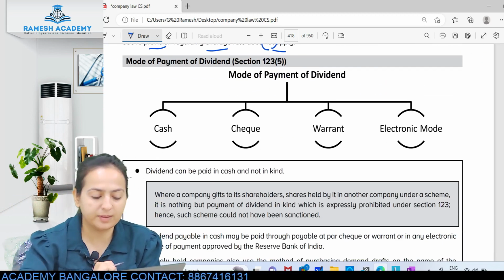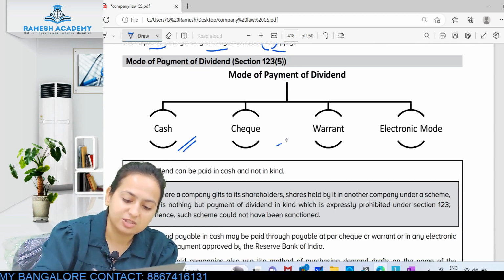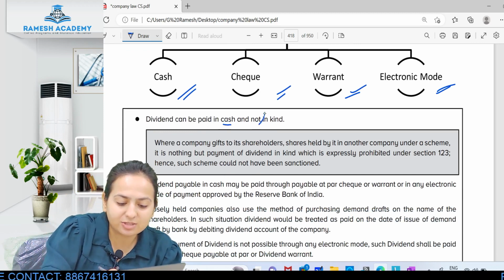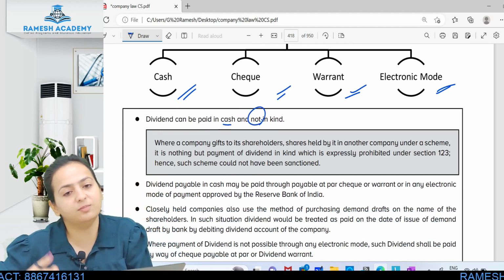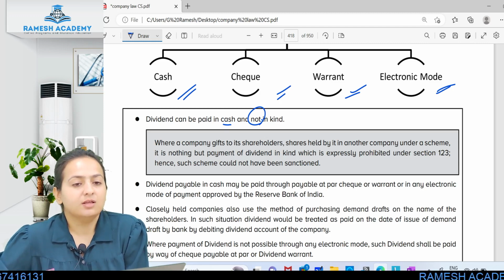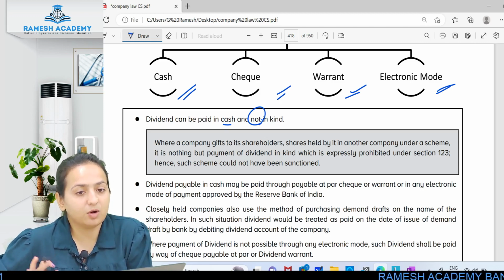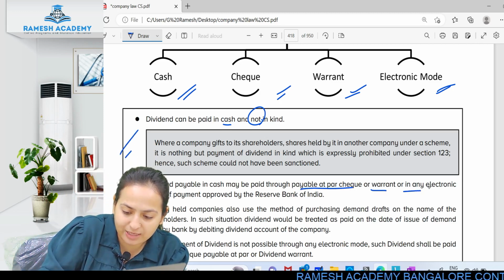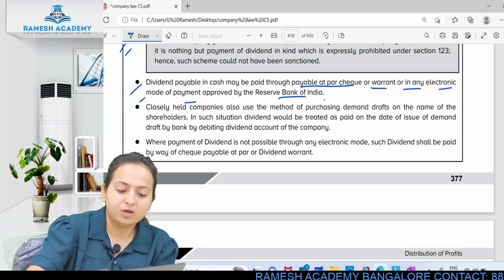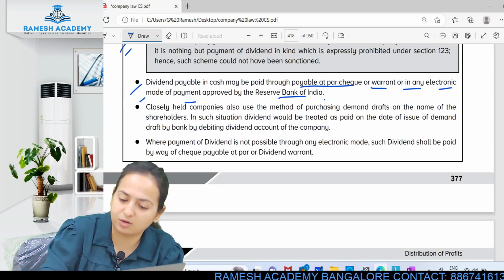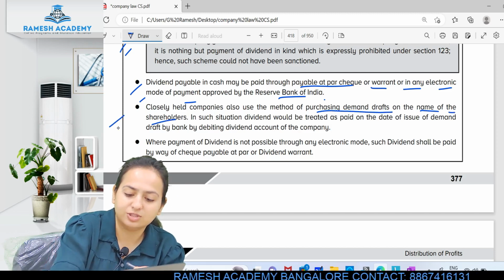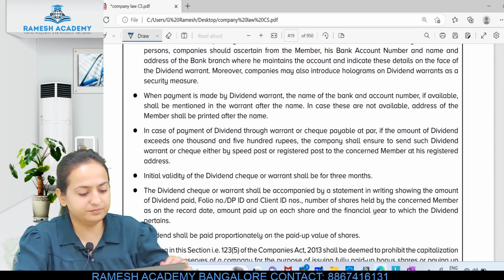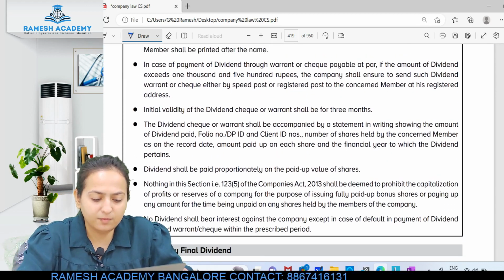Then is the mode of the payment. It can be either by cash, cheque, warrant or electronic mode. So, dividend can be paid in cash and not in kind. You cannot pay in kind, like gifting the shareholder; gifting is not the policy. You will not pay in kind, you will only pay in cash. Dividend payable in cash can be by cheque or by electronic mode. Closely held companies also use the method of purchasing demand drafts in the name of the shareholder. Electronic mode is also allowed in case of the payment of the dividend. So, this is how it is, okay.